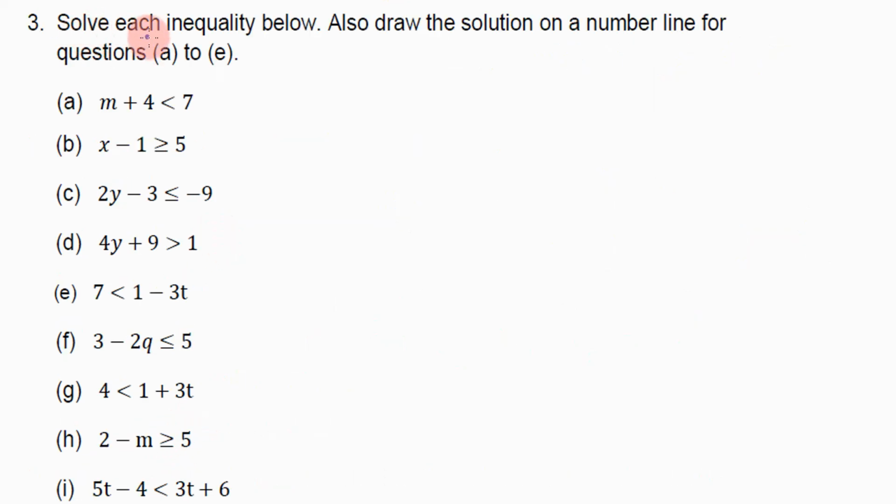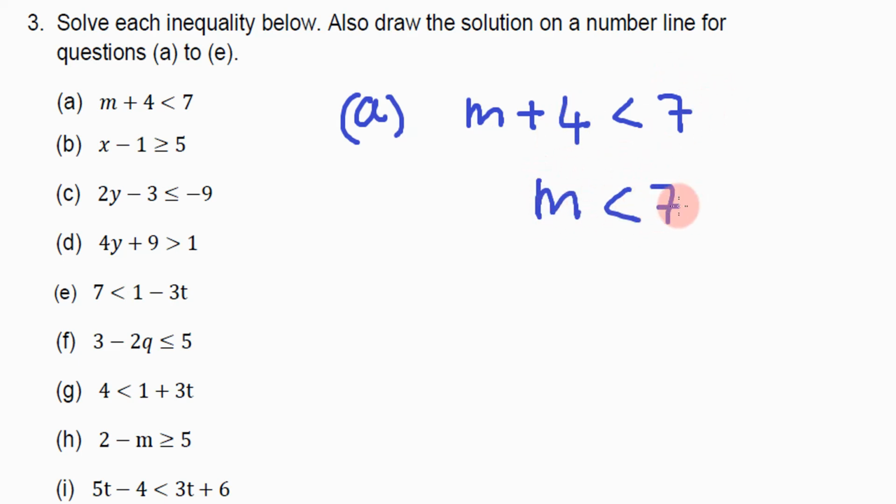In question 3, it says solve each inequality below. Also draw the solution on a number line for questions A to E. So let's look at A. We can take the 4 to the right-hand side, and it becomes -4. So we're subtracting 4 on the right-hand side. And then, of course, m will be less than 7 minus 4, which is 3. We can put this on a number line.